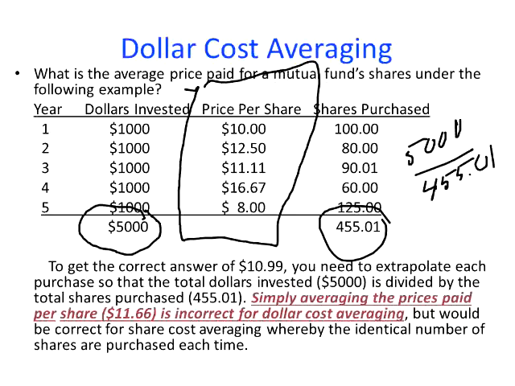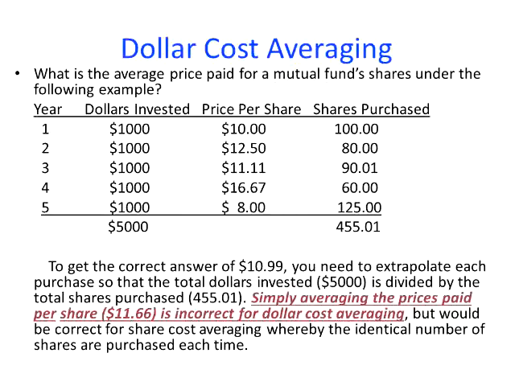Is there another method on this one? Sure. Let's clear the page for a second. And you could have gone the following way. If we're doing the average cost per share, you could have said, give me $10.